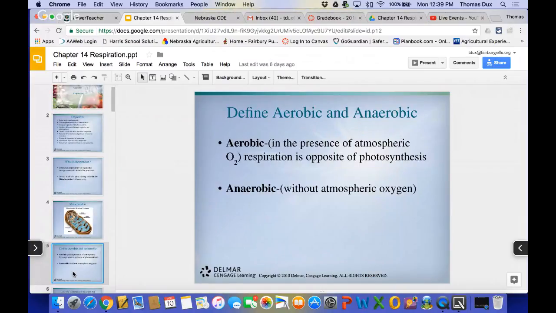Okay, first objective for the lesson. I wanted you to define aerobic and anaerobic respiration so we understand what that means. Okay? If something is an aerobic process, what does it need? What does it have in it? Well, it has oxygen. Oxygen is present.